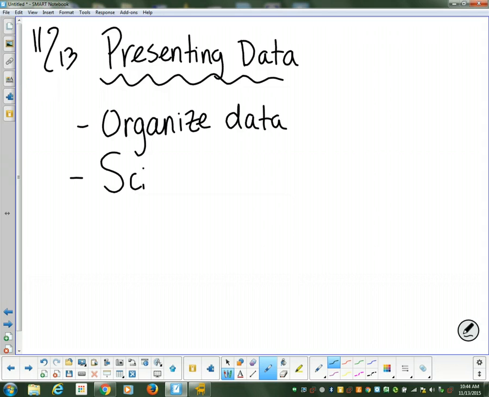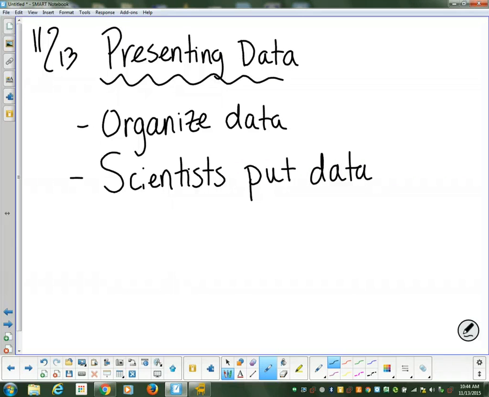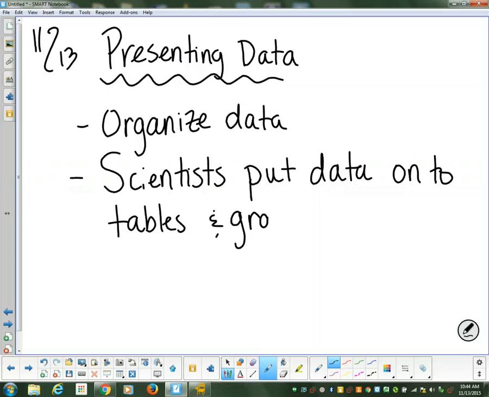So scientists put data onto tables and graphs, because it's a way of organizing things. So we make sure that we put them onto those tables and graphs.